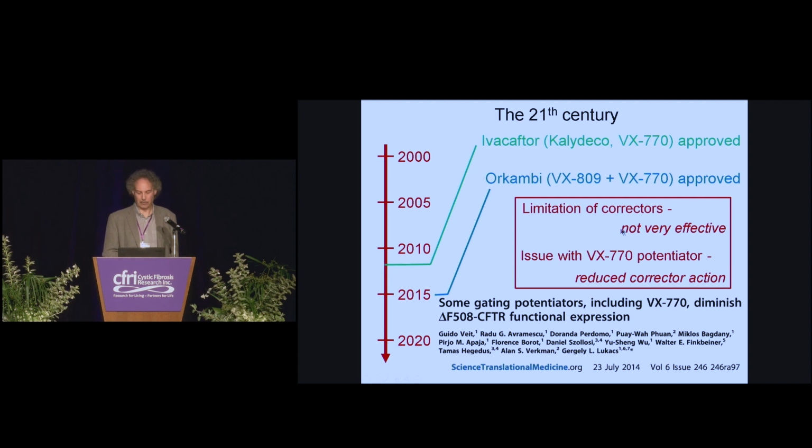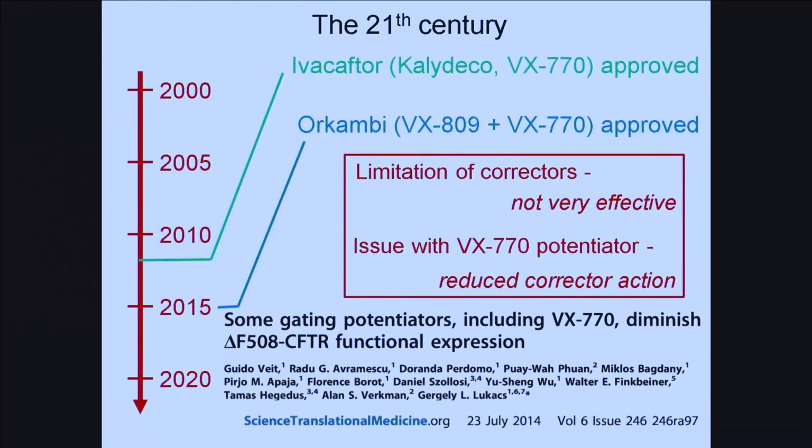Fundamentally, all the correctors that have been identified by labs and companies, single correctors have relatively low efficacy. That is, they simply don't work very well. And the other specific issue with ivacaftor is that when incubated with cells, it reduced corrector action. Perhaps it binds so well to CFTR in cells that it does not allow the corrector to work properly. And so we and others discovered this, for example, this paper in Science Translational Medicine. Some gating correctors, including Vertex 770, diminish delta F508 functional expression.